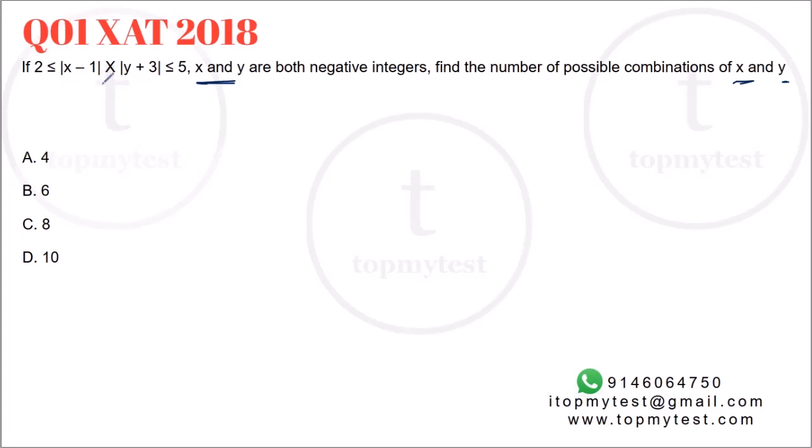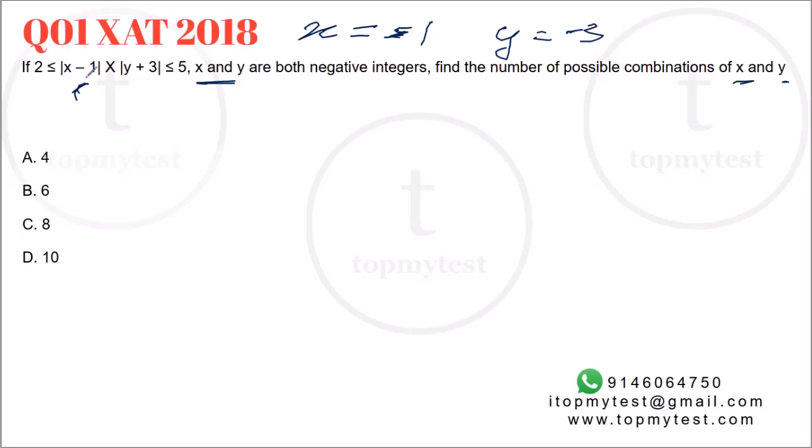Now modulus of x minus 1 will become 0 when x is equal to 1. When x is equal to 1, modulus of x minus 1 will become 0. But since x is a negative integer, it cannot reach 1. So we are safe with x. With y, when y is equal to minus 3, modulus of y plus 3 will become 0. So that scenario has to be ruled out.